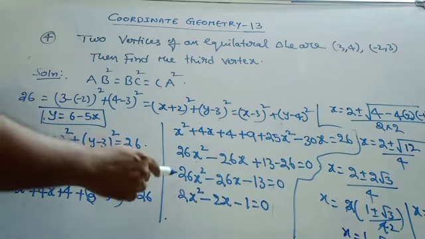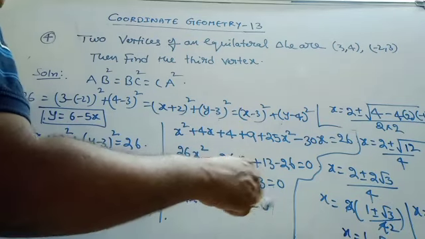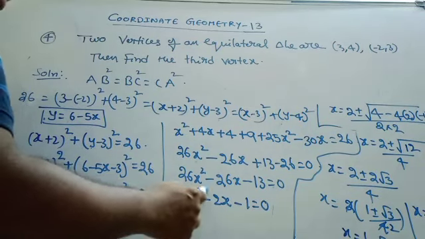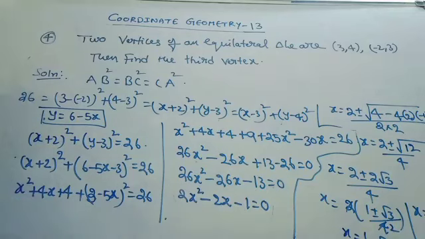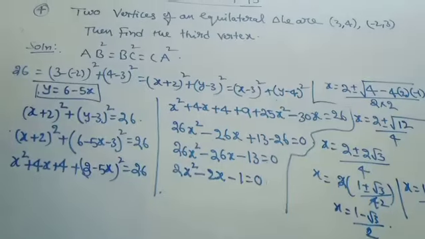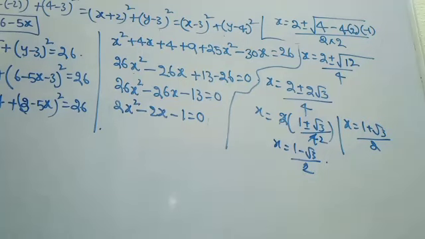You take 13 common and send it to the other side; 0 by 13 becomes 0. That becomes 2x² − 2x − 1 = 0, right? Now we use the formula method to get our solution. Let us use this formula method.